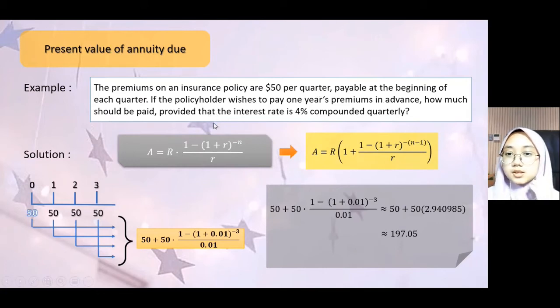The interest rate is 4%, but the 4% here is for every year. So the R that represents the interest rate in the formula will not be 4%, but it will be 1%, because 4% has to be divided by 4, since there are 4 quarters in 1 year. And then N in the formula will be 3.